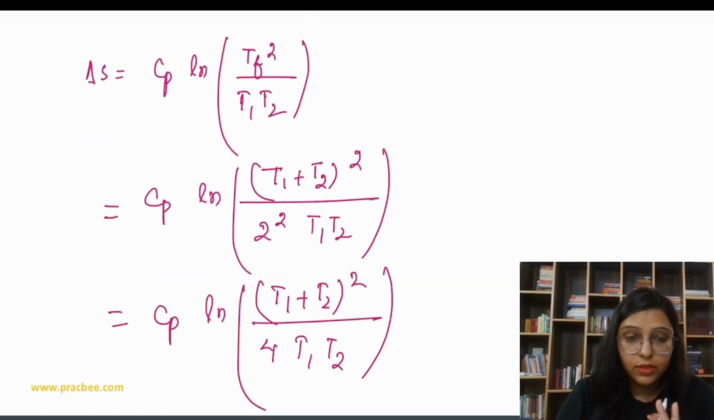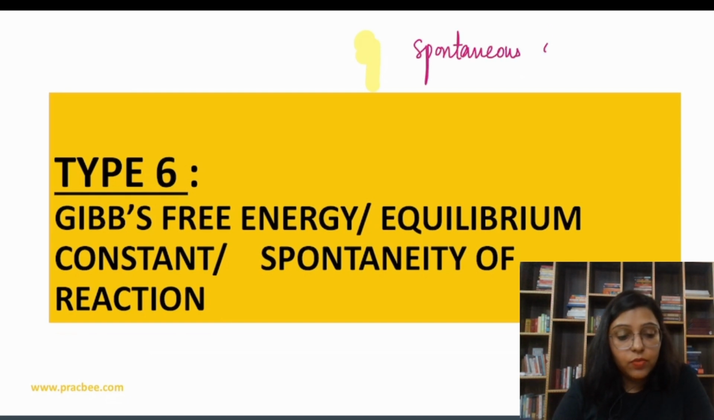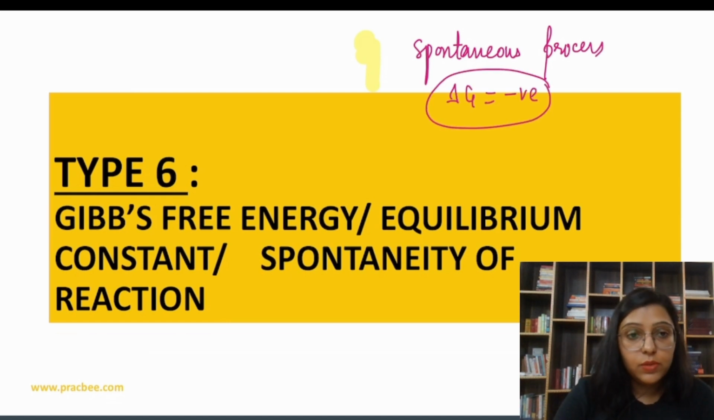So we have discussed enough questions related to entropy. Now our next problem type is related to the Gibbs free energy. Gibbs free energy is basically used to discuss the spontaneity of the reaction or feasibility of the reaction. So for a spontaneous process, delta G is always negative, right? For a spontaneous process, delta G is going to be negative.